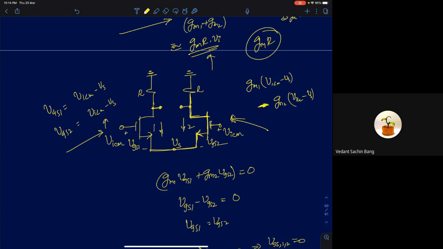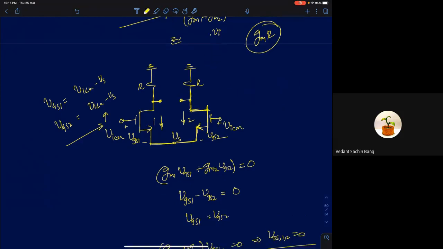By equating this, the only possible solution that you will get, the second term will cancel out. You will be left with GM1 minus GM2 into VICM equals 0. So this is the term you will be left with. So if GM1 and GM2 are not equal, then you will have VICM. I'm sorry, you should not have written this, but yes. All I'm saying is that you can easily show that VICM is 0.